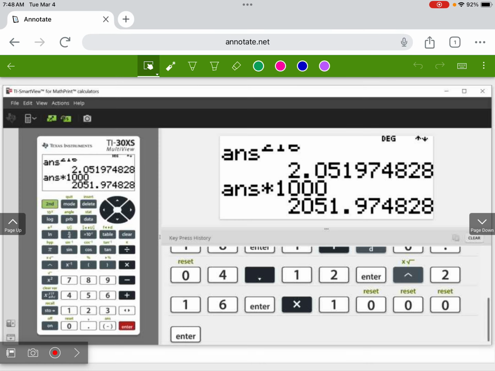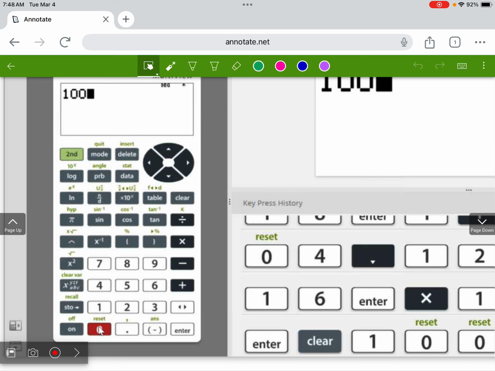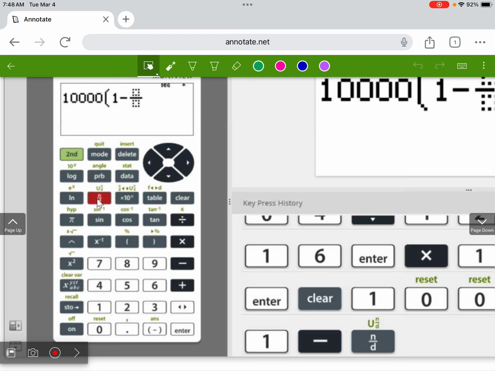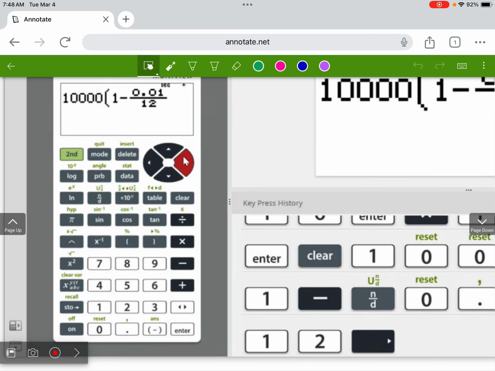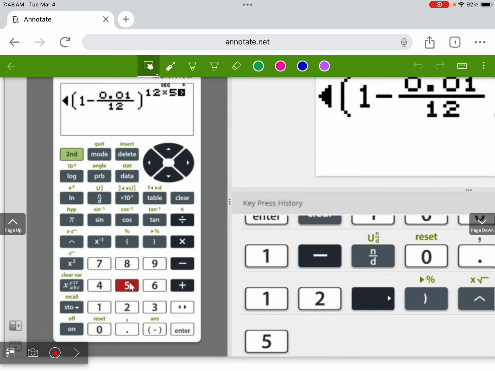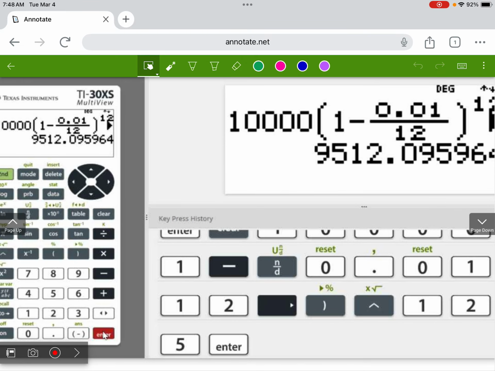So if I do this on the calculator here so we can see it, our 10,000, make sure we get enough zeros because I did that at one point wrong. Our 1 minus our fraction that has our 0.01 over 12 raised to the power of 12 times 5, we get 9512.0959. 2 decimal places is where we're rounding.